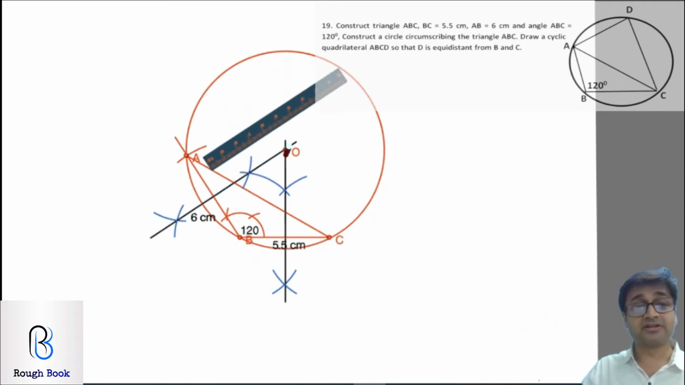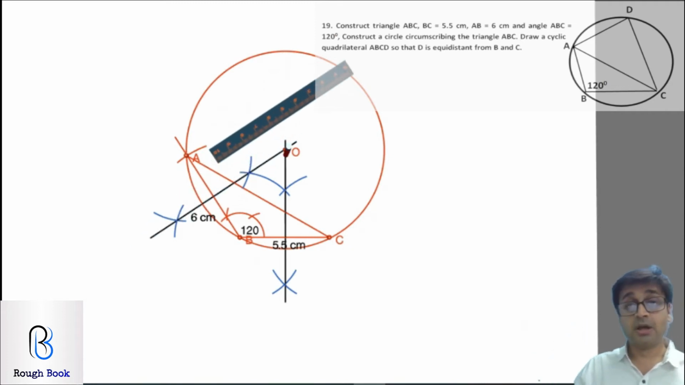If you got an accurate circumcircle, superb. But if you not got an accurate one, what will you do? I'm not telling you this time.